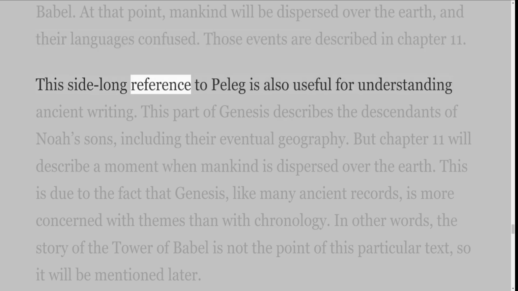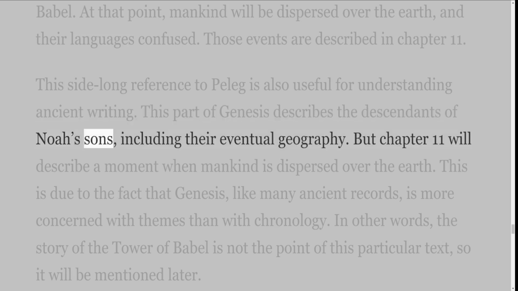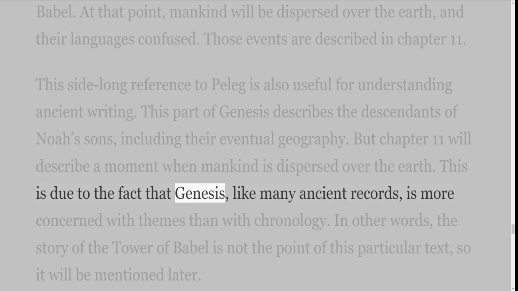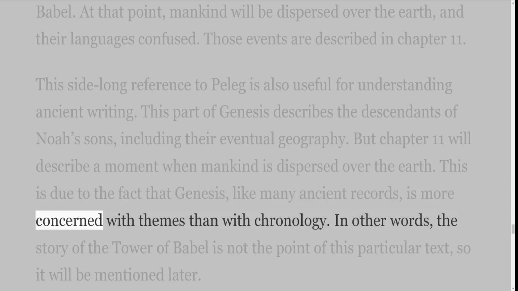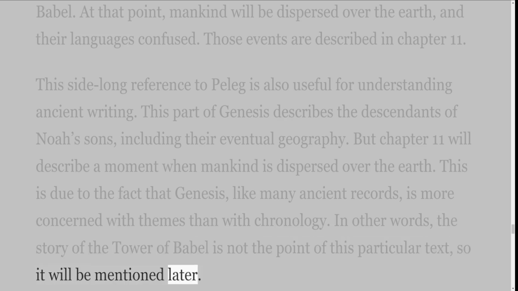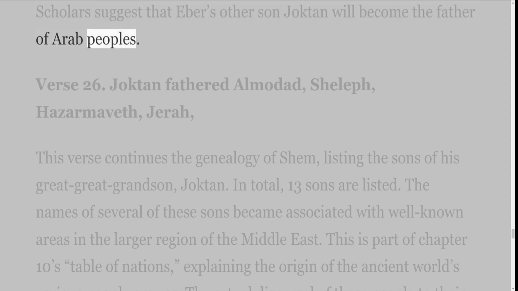This sidelong reference to Peleg is also useful for understanding ancient writing. This part of Genesis describes the descendants of Noah's sons, including their eventual geography. But chapter 11 will describe a moment when mankind is dispersed over the earth. This is due to the fact that Genesis, like many ancient records, is more concerned with themes than with chronology. In other words, the story of the Tower of Babel is not the point of this particular text, so it will be mentioned later. Scholars suggest that Eber's other son Joktan will become the father of Arab peoples.